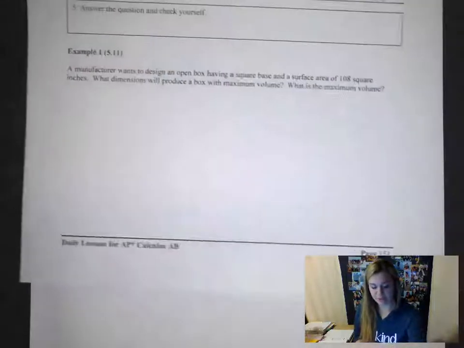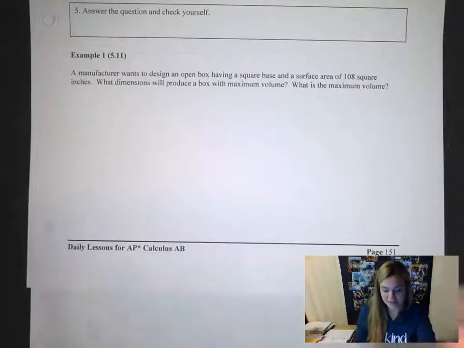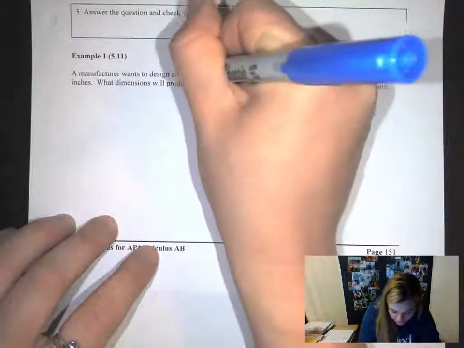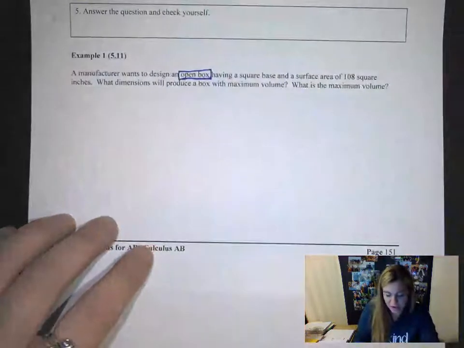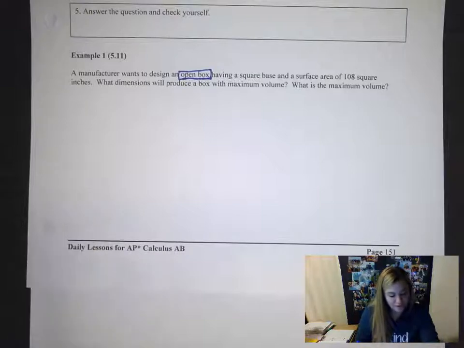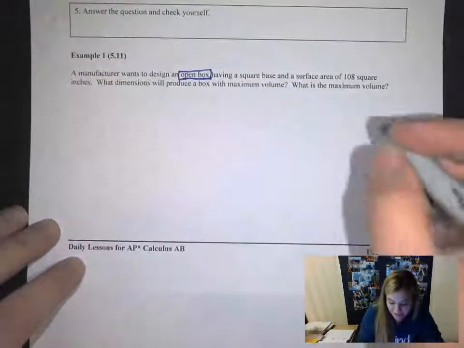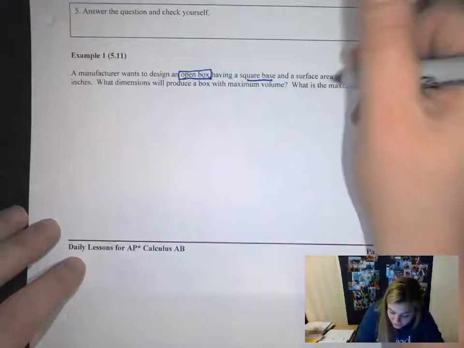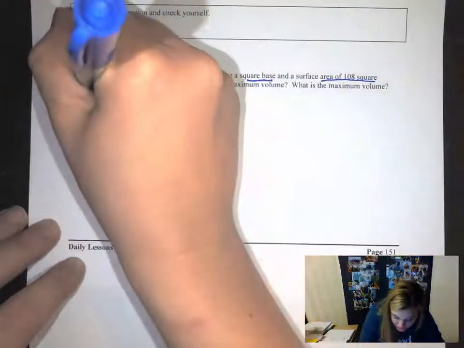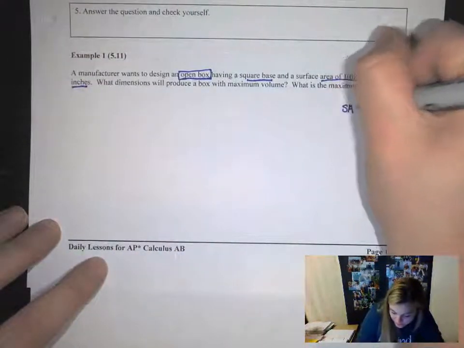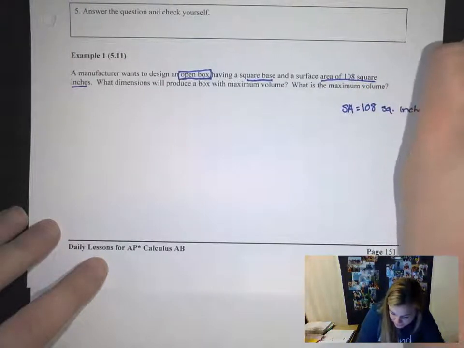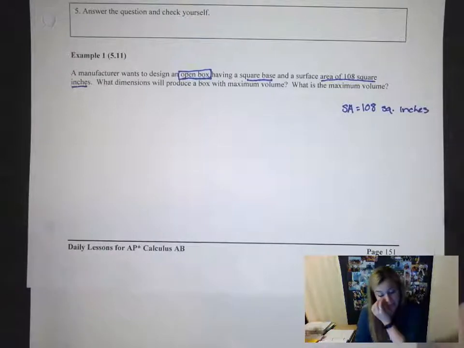So here's an example. A manufacturer wants to design an open box. Okay, so right now I'm just getting this in my head. This is an open box, having a square base and a surface area of 108 square inches. So if I'm thinking about a box, and it has a square base, and it has a surface area of 108 square inches. Okay, great. So somewhere over here, I'm going to write surface area is 108 square inches. What dimensions will produce a box with a maximum volume?